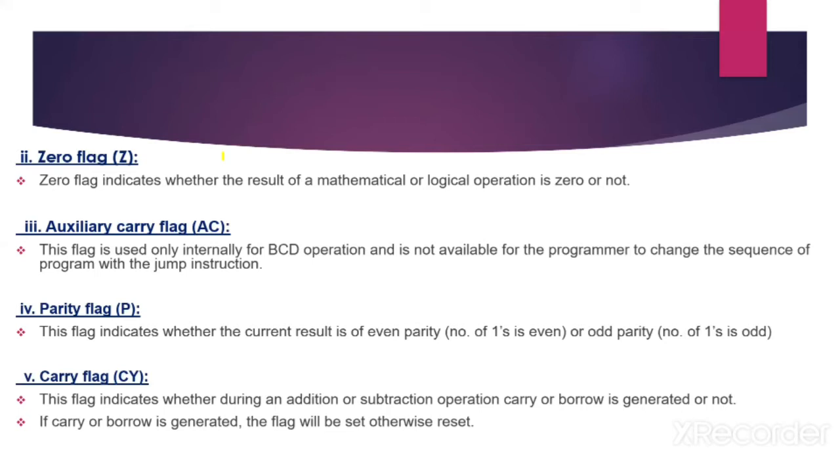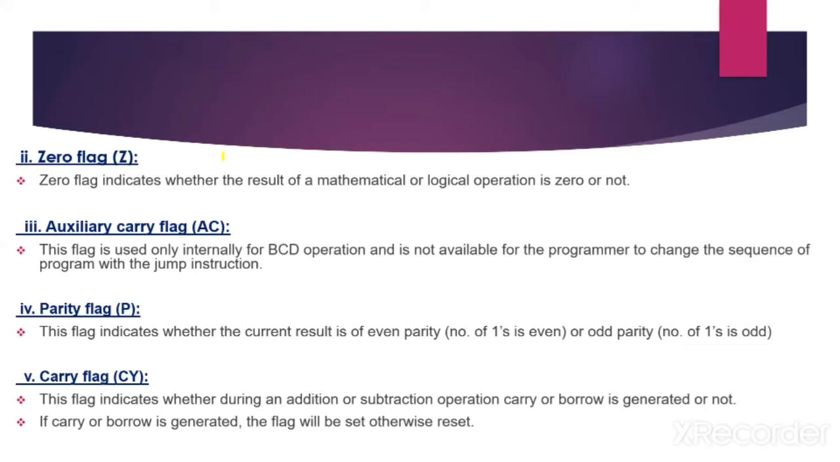Third flag is AC, that is auxiliary carry flag. This flag is only used for BCD operations, and is not available to the programmer to change the sequence of program with the jump instruction. Auxiliary carry flag is reset. This means there is no auxiliary carry in operation. That is no carry from bit during arithmetic operation.